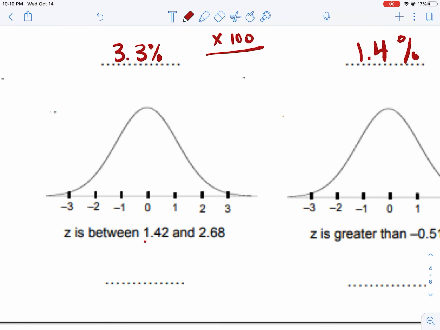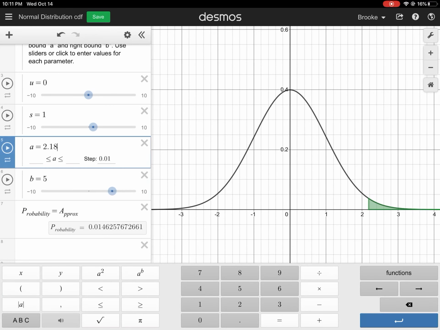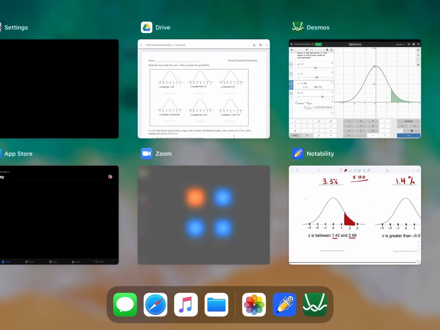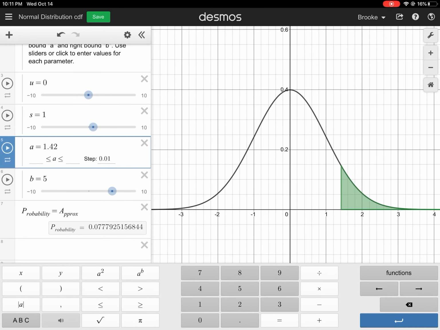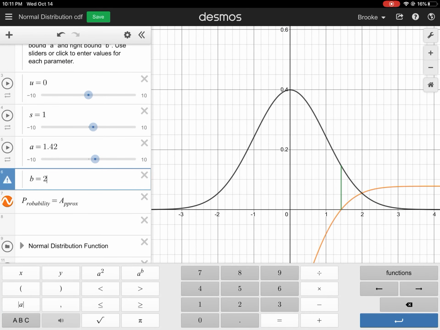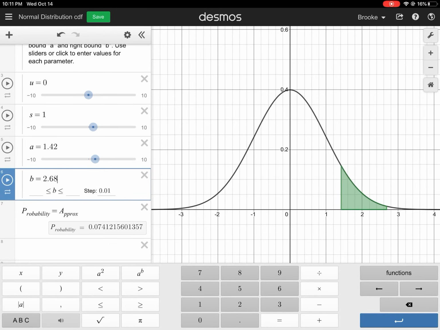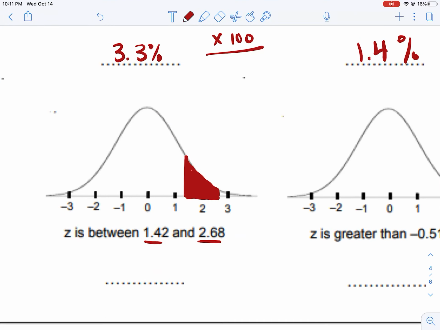The third situation is where you have this idea here where you're going between 2 scores. So with this one, 1.42, let's say, is right here, and 2.68 is right here. So I just want to know this section here between these 2 scores. So you're just going to put these two in, 1.42 and 2.68. So here, 2.68, and again, I can see after I multiply by 100, about 7.4%.